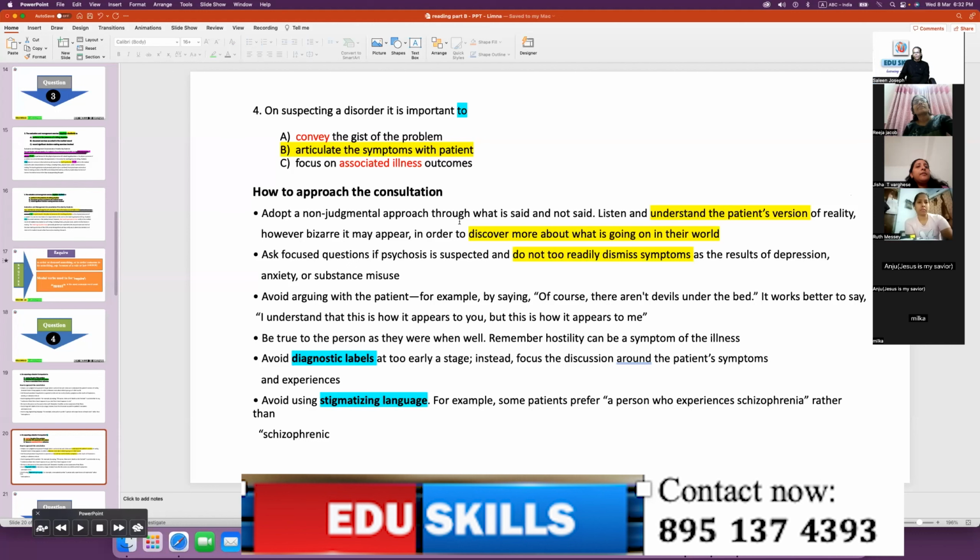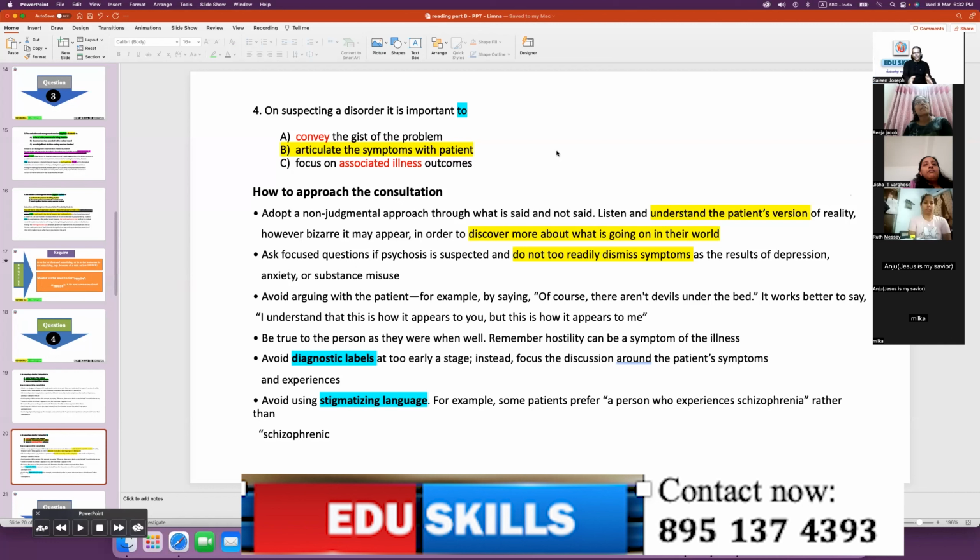Adopt a non-judgmental approach for what? To discover more about what is going on in their world, means their symptoms, right? Articulating their symptoms. Do not readily dismiss symptoms. Don't dismiss symptoms. Try to understand symptoms. Avoid arguing with the patients, but try to elicit the symptoms. So everything means articulating the symptoms with the patient.